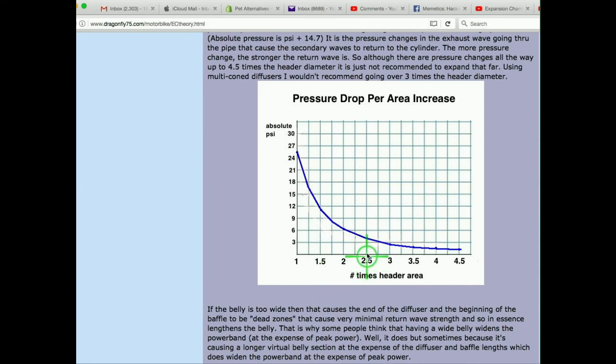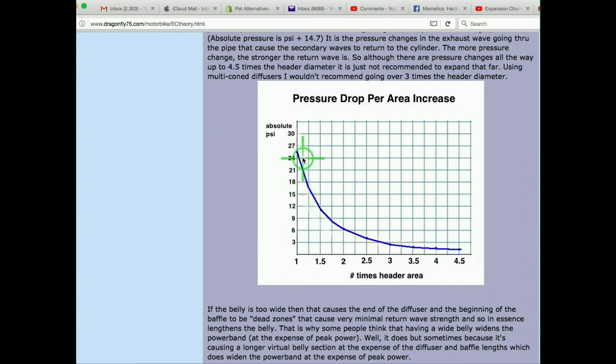You've heard it said before that 2.5 is the maximum for a belly size. Well, if you look at it this way, you could look at it as a rate of PSI change for belly area. So you get the highest rate of change closest to the header, and the wider that belly gets, the lesser rate of change you get. And that rate of change is very important because that is what causes the return wave. The pressure wave change is what causes the return wave strength.